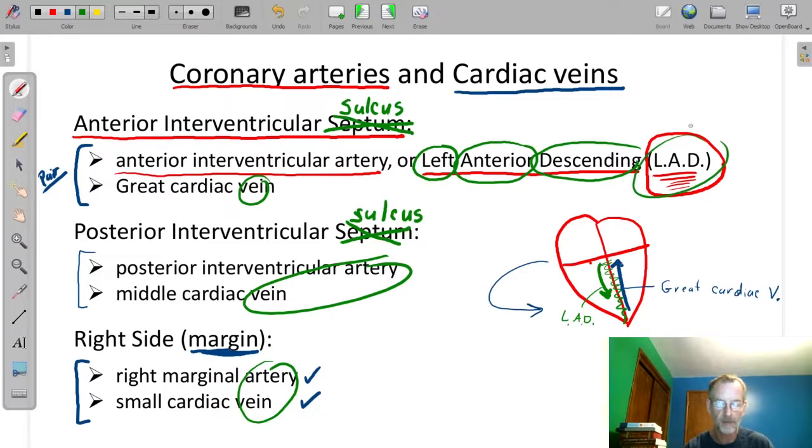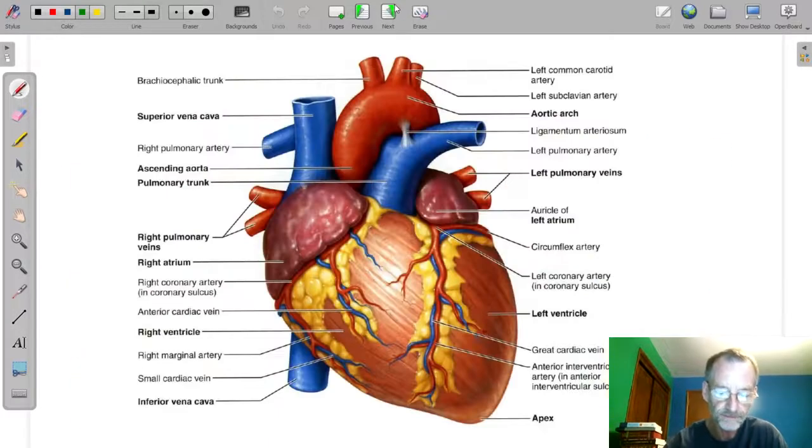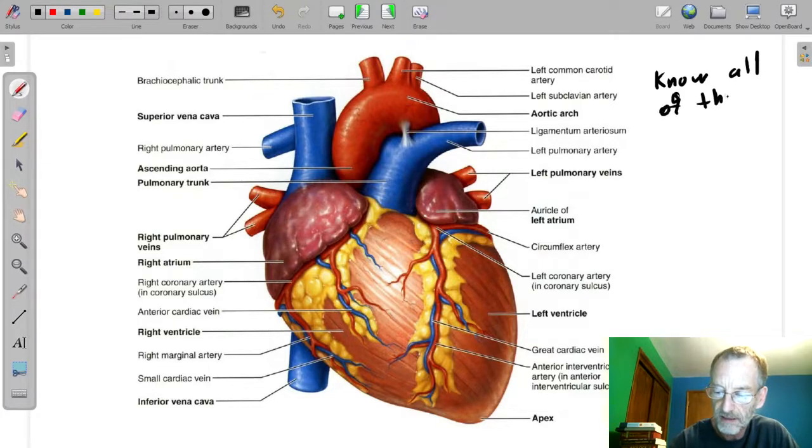Okay, so let's go through and look at some anatomy pictures. This slide, I believe you should know everything on it. Maybe we can cross out a few things that you don't need to know. So let's just say no to all of this slide.